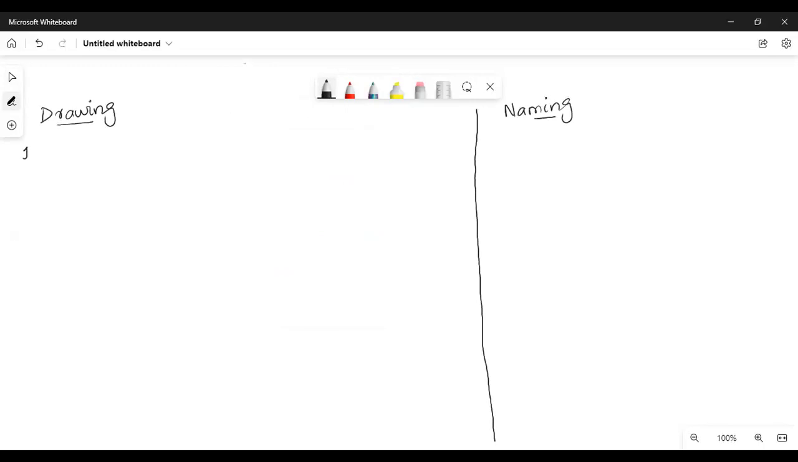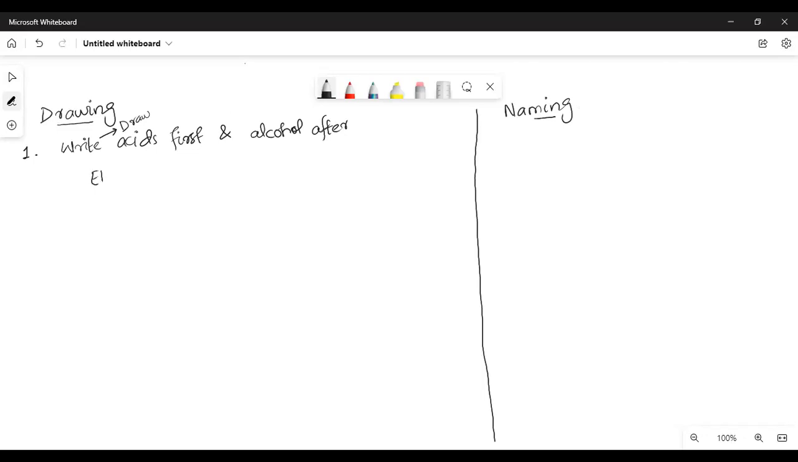Okay, for drawing, there are 3 simple steps, right? Acid first and alcohol after. That's the first thing. So we're going to always, and by write, I exactly mean draw, we're going to always draw the acid first and the alcohol after.